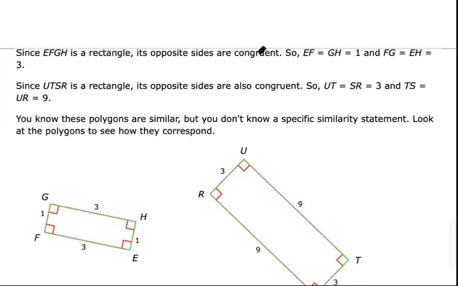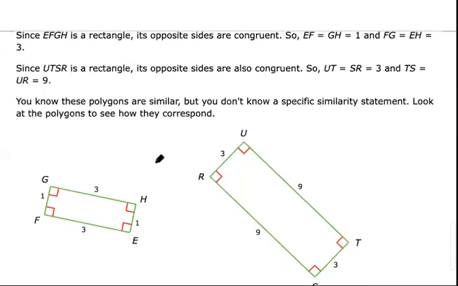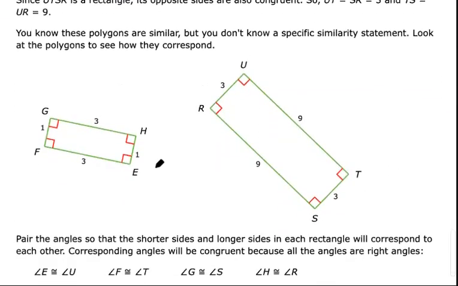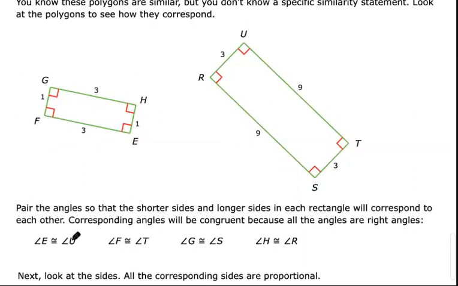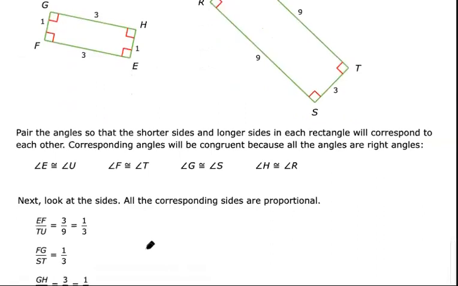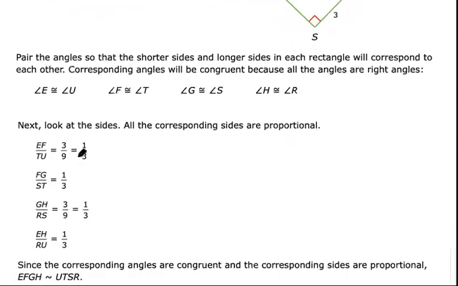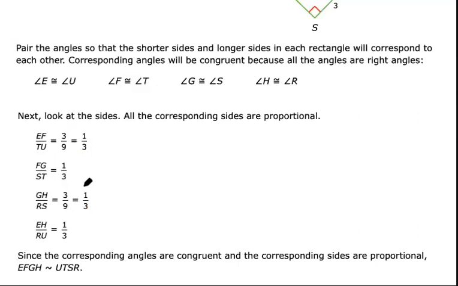So break that down a little bit more. For that first rectangle, the opposite sides are congruent. So EF, right here, and GH right there, and then HE, GF, okay, and then so on. So I'll have this in the notes. It really breaks it down. So angle E is congruent to angle U, F is congruent to angle T, etc. All right, so looking at the proportions here, they're all going to be reduced down to 1/3.